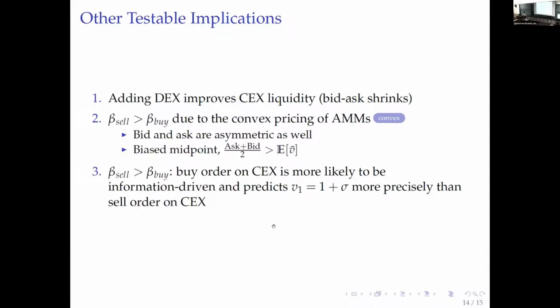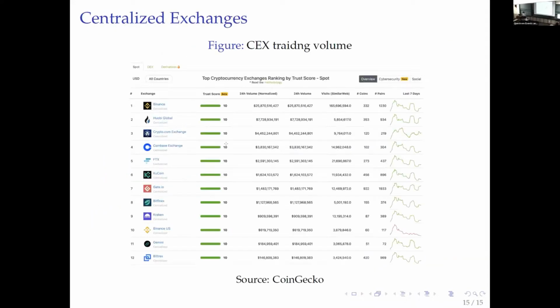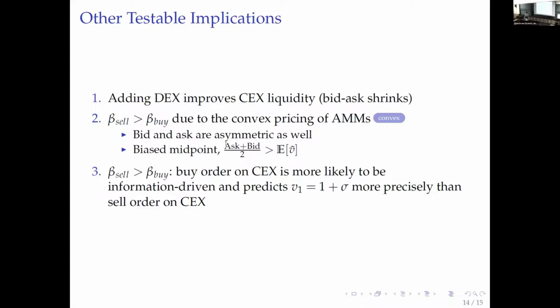We know that the automated market making system has convex pricing. So even if you're trading the same size of the asset, if you are buying the asset, you're going to generate a relatively large shift in the cash compared to the case that you are selling the asset. Because of this difference, buying 1 unit of asset incurs a relatively large price impact compared to selling 1 unit of asset. So informed sellers tend to trade on the DX compared to informed buyers. And this is going to generate an asymmetric bid and ask, or I should say the bid-ask midpoint is going to be biased upward. And also because of this inequality, the informativeness of the buy and sell orders on both exchange platforms will be asymmetric.